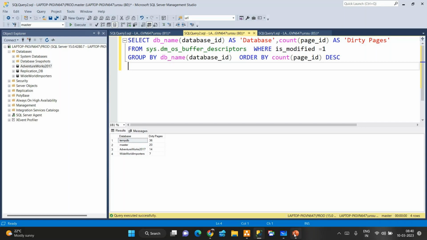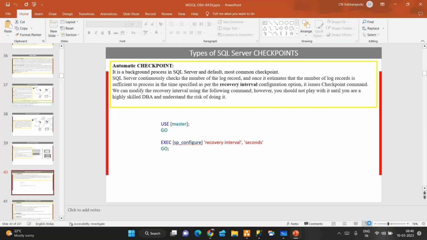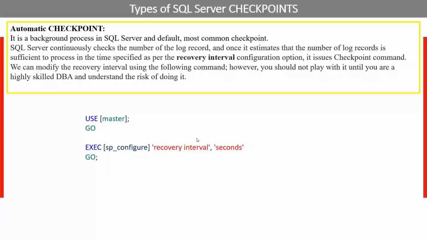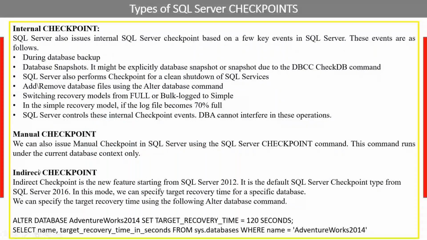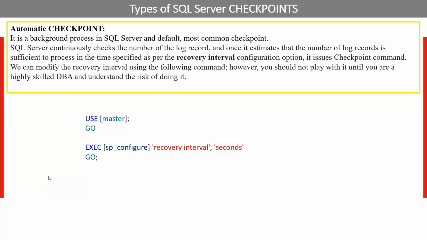When we specifically discuss the checkpoint, we have four types of checkpoint: automatic checkpoint, internal checkpoint, manual checkpoint, and indirect checkpoint. So first let me discuss automatic checkpoint. Checkpoint is a background process. Like Poonam said, checkpoint and lazy writer, everything is a background process.